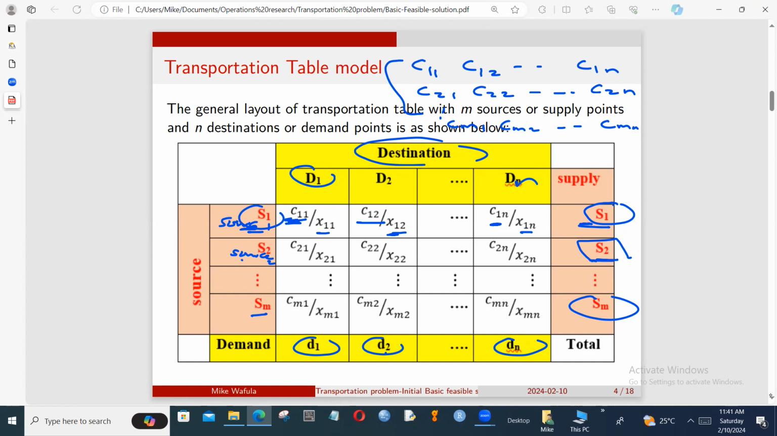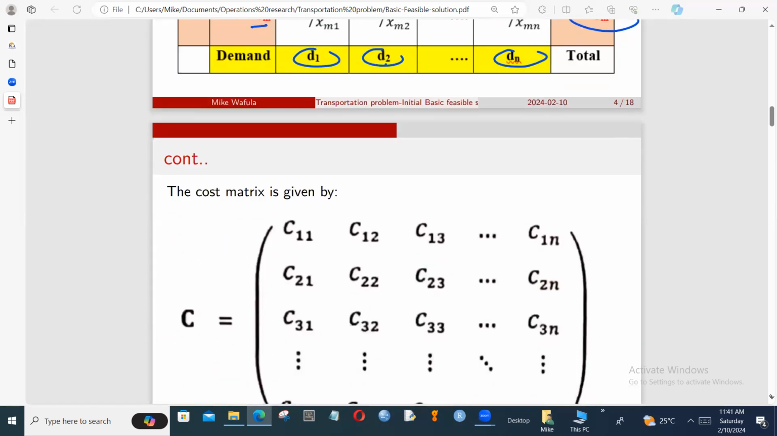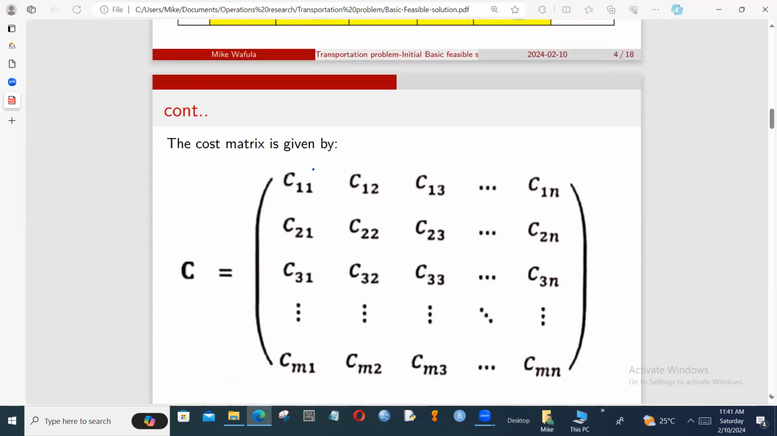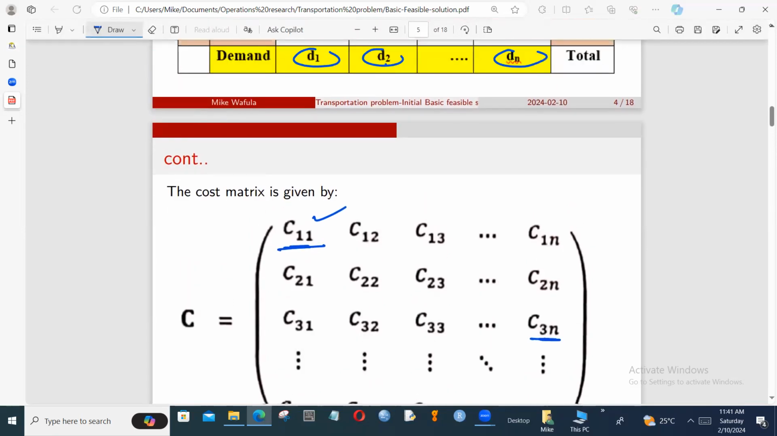We can also extract maybe the matrix of just the units that are assigned in those particular cells. Sometimes you'll find that I may give you just a cost matrix of a transportation table, like what I've just been demonstrating. That should not confuse you. You should just be able to know that this is the cost per unit of a product from source 1 to destination 1. And this is the cost per unit of product from source 3 to destination N. So that shouldn't confuse us when we extract matrices from those transportation tables.